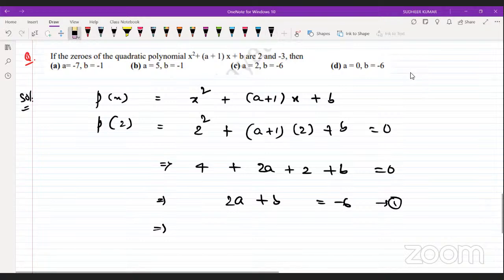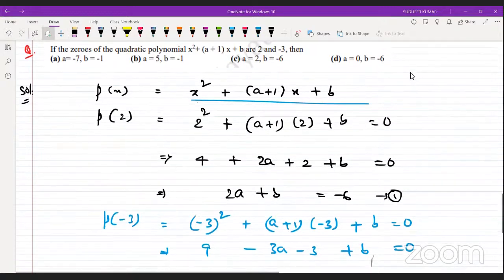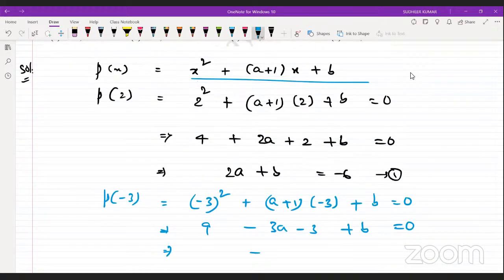Using the other zero of the polynomial, let us get another equation. So p of minus 3. This is minus 3 whole square, I'm going to substitute directly here, plus a plus 1 times of minus 3 plus b equal to 0. Then it is 9 minus 3a minus 3 plus b equal to 0. Then we get minus 3a plus b plus 6, transpose this side minus 6. So this is the second equation.